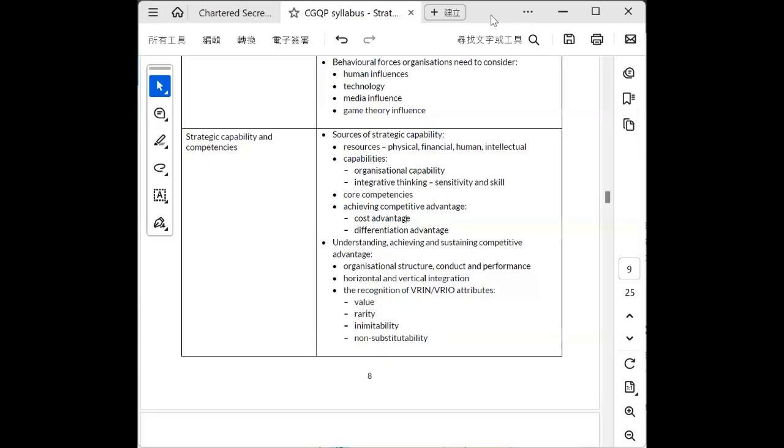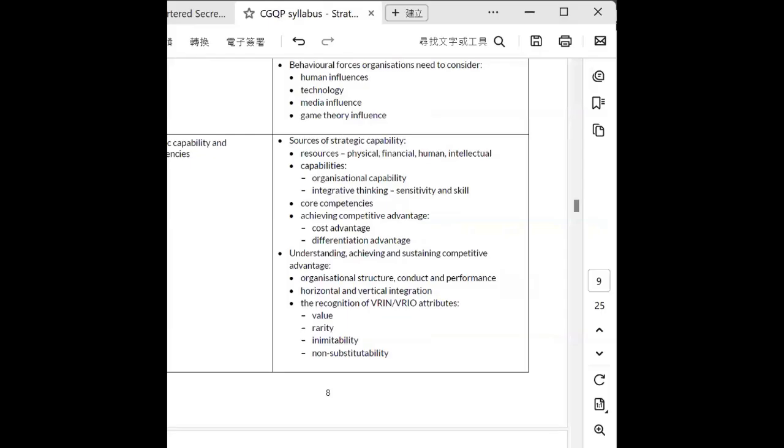So what is strategic capability? This refers to the organization's ability to deploy resources and competence effectively in order to achieve the long-term goal and maintain its competitive edge in its industry. So it's not just about having the assets, but about using the assets wisely and strategically. There are various sources of this strategic capability.